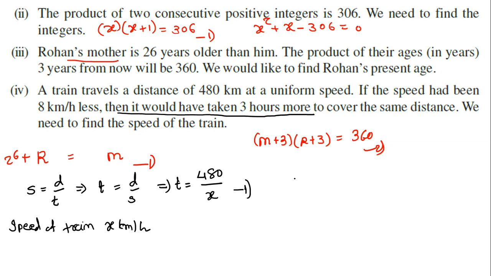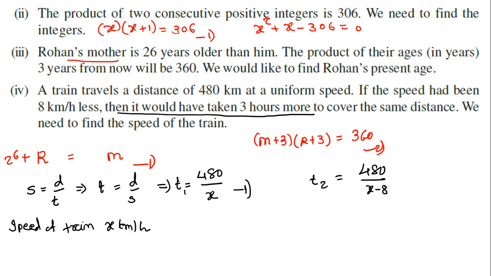Now for the second one, actually it's called t1, and this is t2. Distance is again fixed, because for 480 only it has to travel. Now speed is 8 kilometers per hour less. Speed is in kilometers per hour only. So now x minus 8 will come. Okay, t2, the new time, is 480 upon x minus 8.